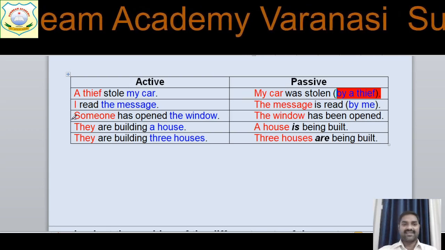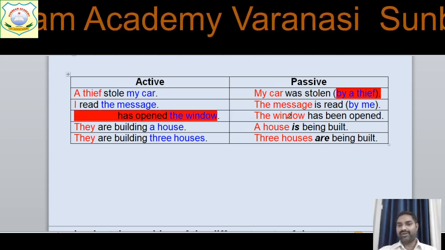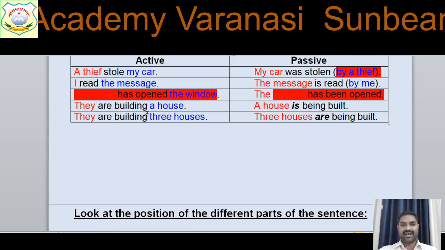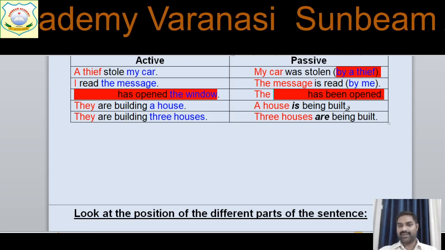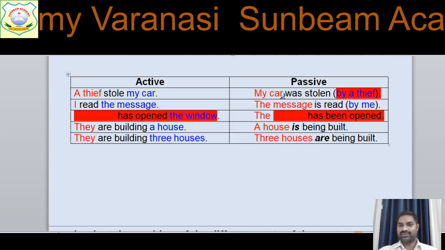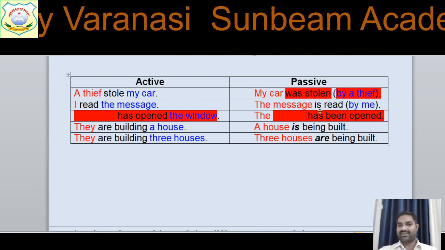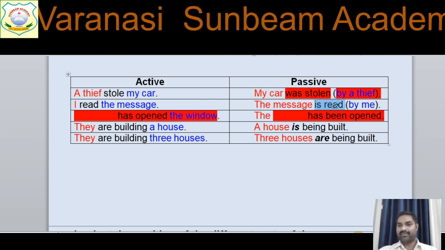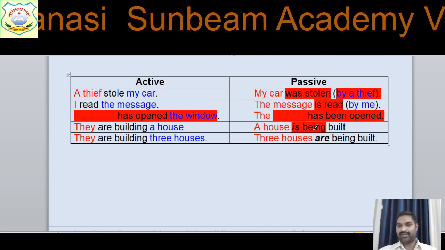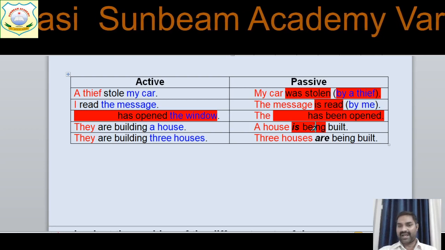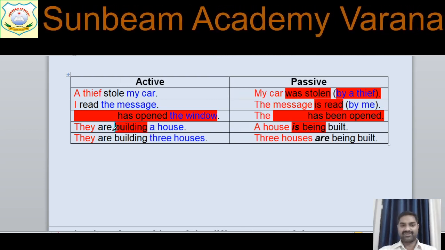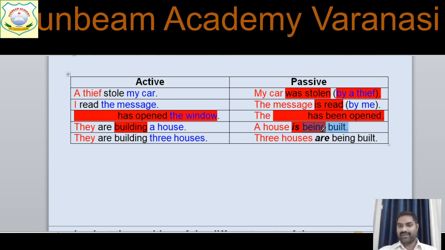Next is: someone has opened the window. The window has been opened. Next is: they are building a house. A house is being built. So here you can see, children, whenever you are making use of passive voice, you are using a helping verb, and the main verb is in third form. Helping verb, being built. Here ing is written because the sentence is in continuous tense, but the main verb is in third form.